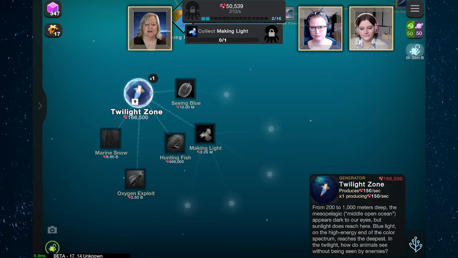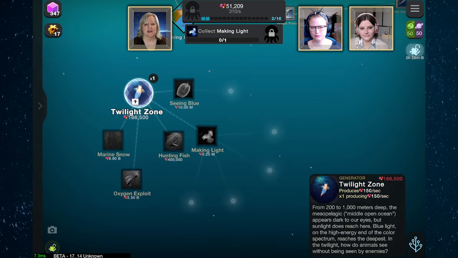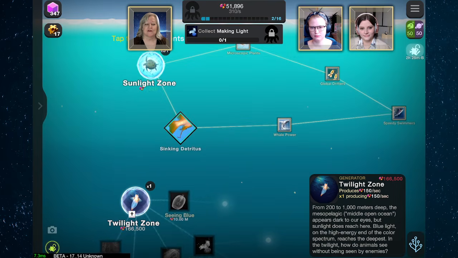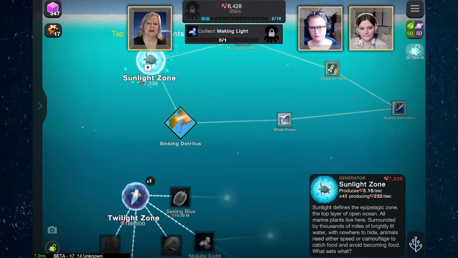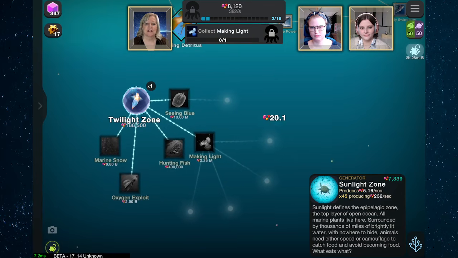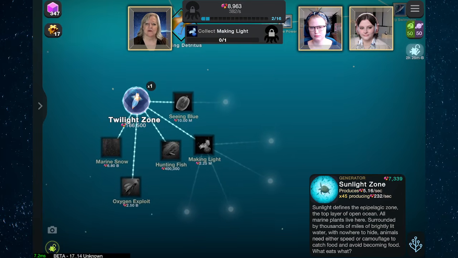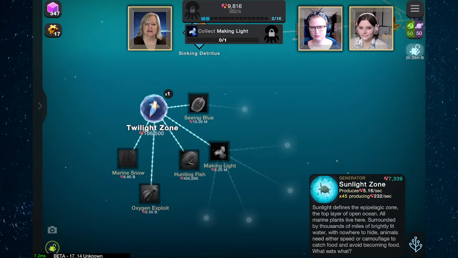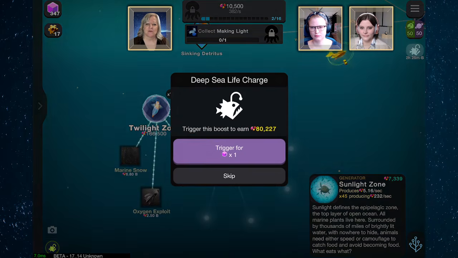About 90% of them can make their own light. They can glow, but then that makes you visible. So how do you make light and see but not be seen? That's the tricky part of the Twilight Zone. We've got a lot of cool creatures in that section that are using different strategies.